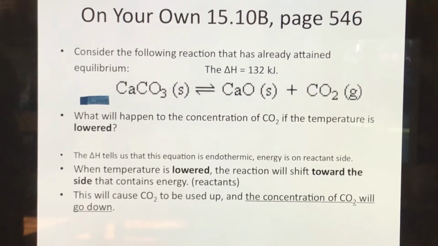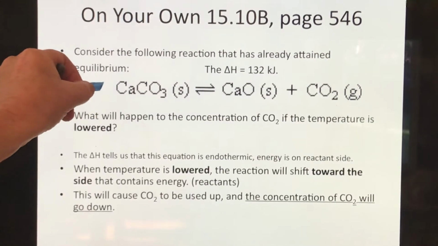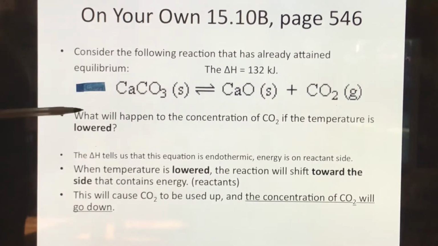Now the second part of this question asks, what will happen to the concentration of the carbon dioxide if the temperature is lowered? Once again, it's the same equation. It's endothermic. Energy is on our reactant side. When the temperature is lowered, the reaction shifts toward the side that contains the energy. This will cause these two to be consumed and the concentration goes down, whereas this would increase and go up.